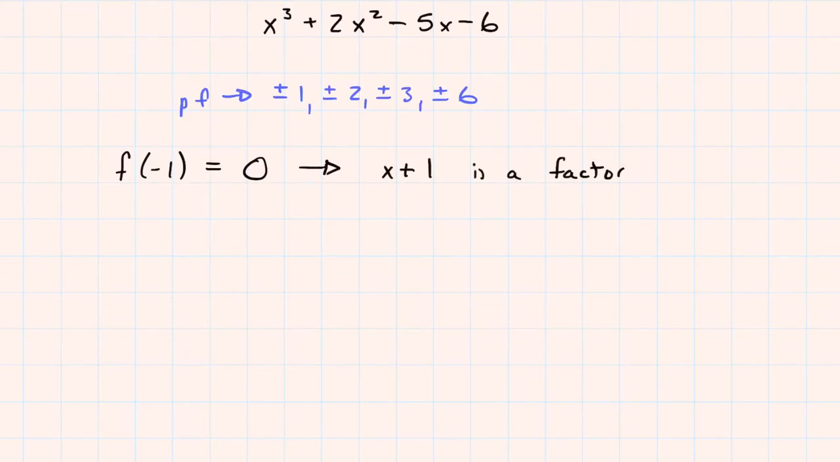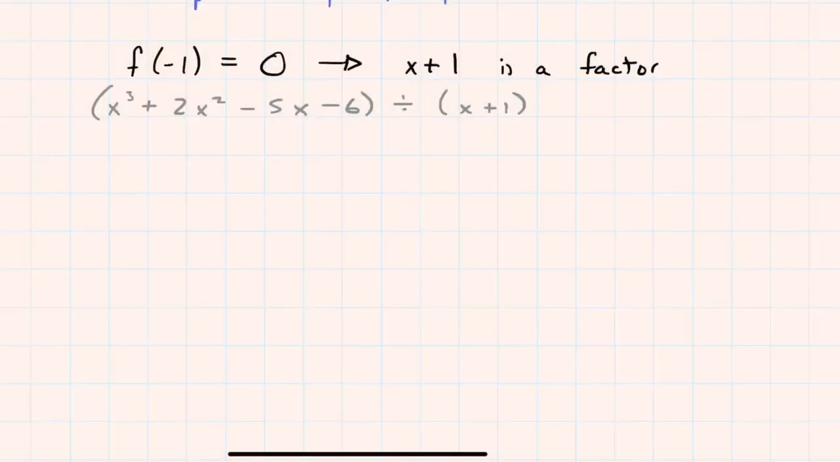So now that we've found a factor, we're just going to divide it out using synthetic division. I'm going to take the original polynomial, x cubed plus 2x squared minus 5x minus 6, divided by x plus 1. And this step, just showing what I'm actually dividing, you don't usually do. You can usually just jump right into the synthetic, but this is just showing all the steps.